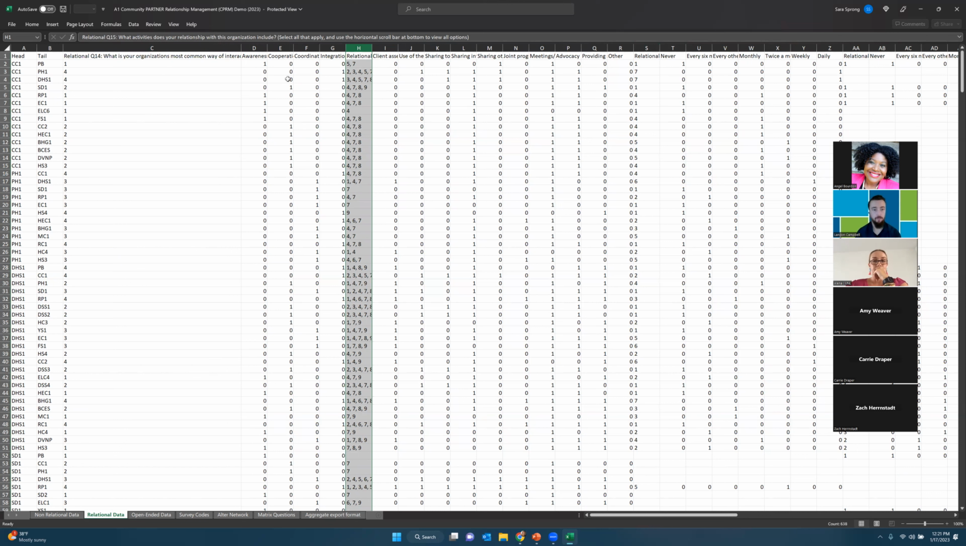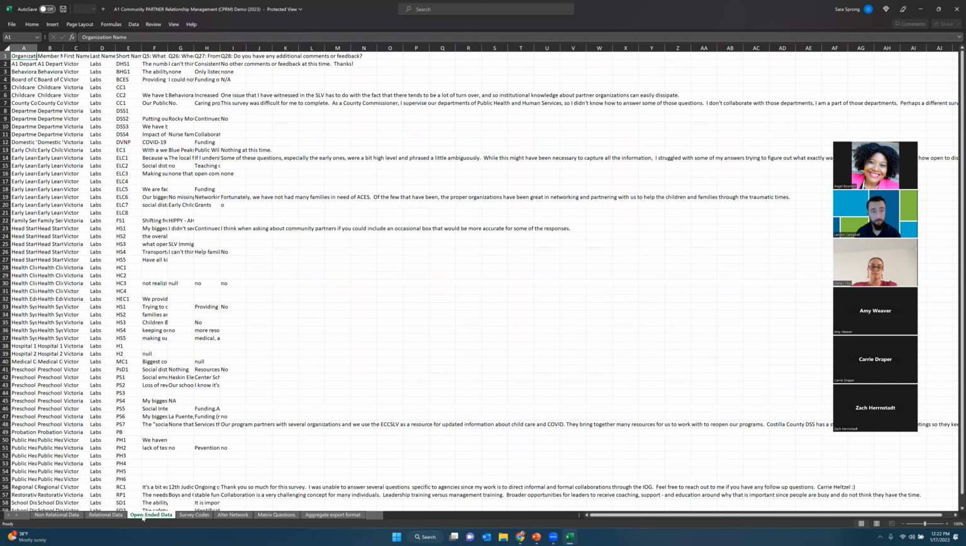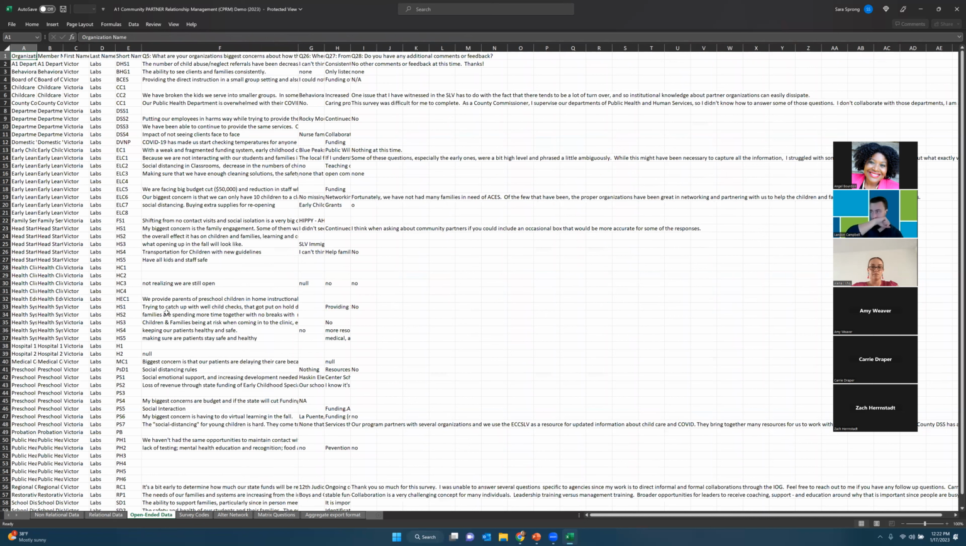Who knows? It's about really being able to look at your data and make determinations and strategies based on what you're seeing. So that's one way to sort the data and look at it. Your open-ended data is any question that asks for an open-ended response. It sorts in here. Obviously, if they didn't answer, it's a blank cell.